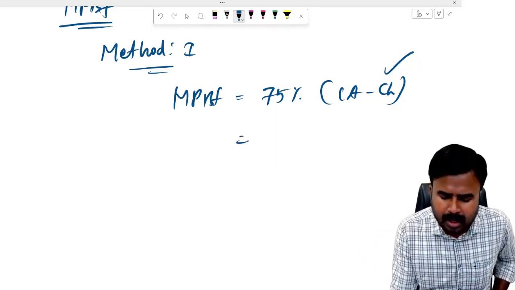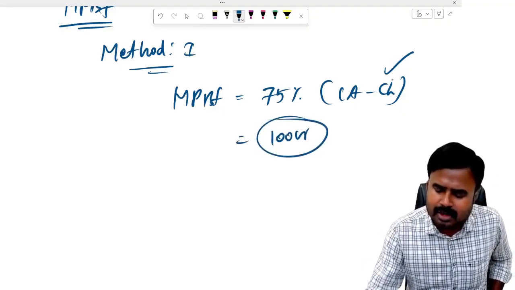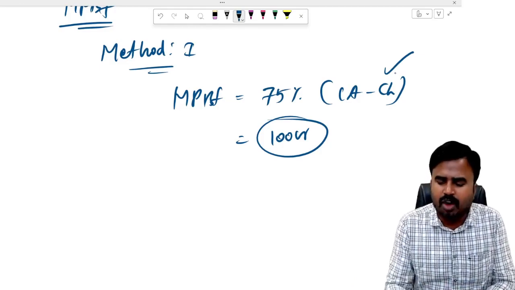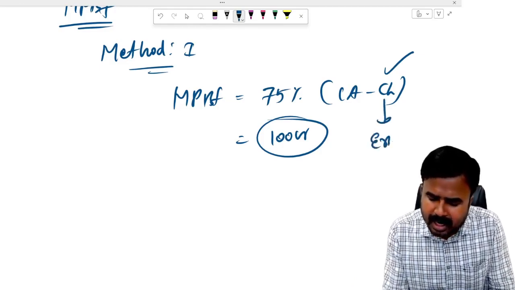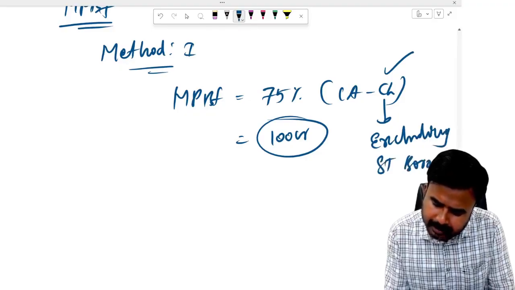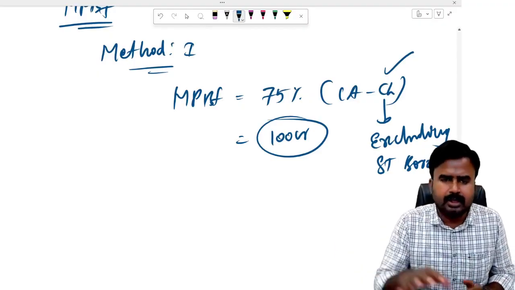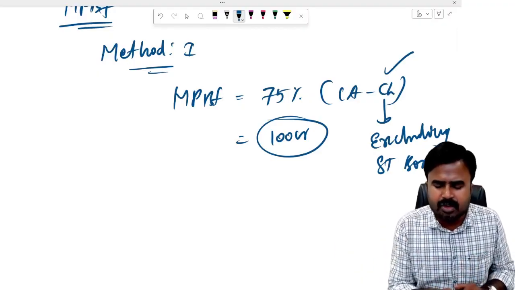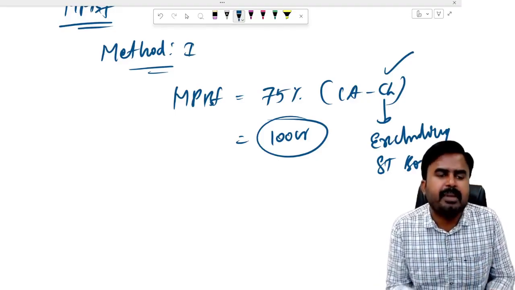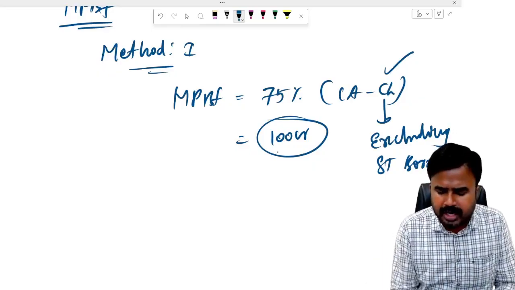Say for example, if I got 100 crores after calculating this number, and I have already excluded the existing short-term borrowings from these current liabilities. That means while writing this formula, current liabilities means current liabilities excluding short-term borrowings. If you remove such short-term borrowings, you'll get the current liabilities. Deduct such current liabilities from current assets and apply 75%. That is the maximum permissible bank finance that can be sanctioned by any banker to that particular borrower or any other borrower. So I got 100 crores.